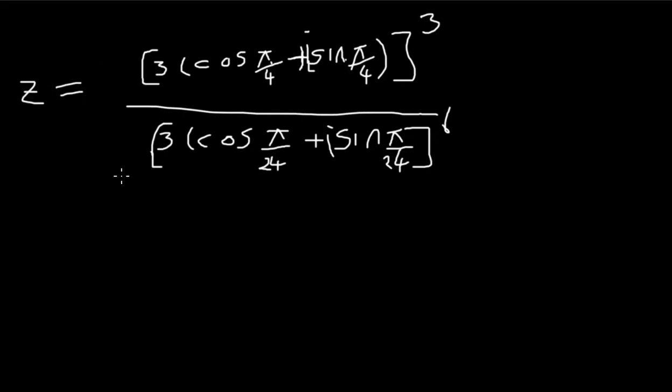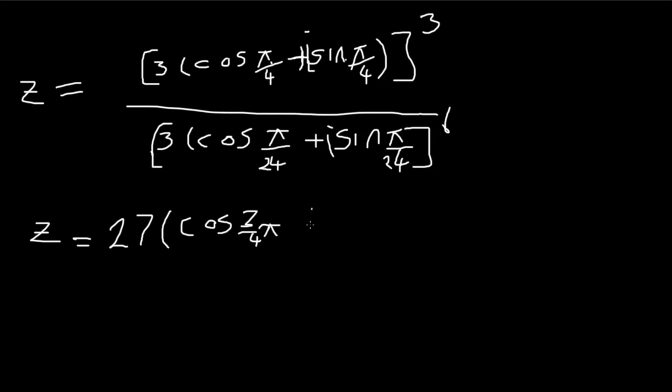So first of all, remember what I said, you raise this 3 to the power 3. So 3 to the power 3, your answer is going to be 27. So you have 27, and then open brackets, cos, you multiply this 3 times pi over 4, you get 3 over 4 pi.